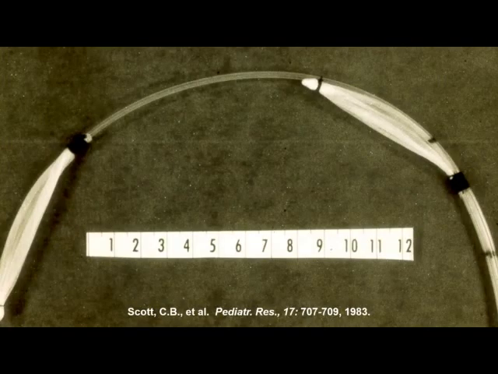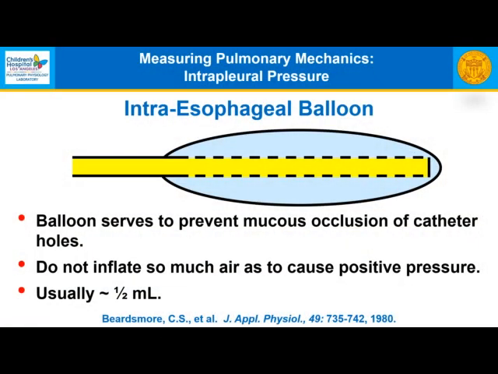This is an example of some balloons. Historically, they were often homemade, and they're actually made with a condom here, so that's how thin this material is. But this, again, is connected to a catheter so that one can measure the pressure in here. In this case, we're using it to measure transdiaphragmatic pressure, but you can see we have two balloons in this case. The balloon primarily serves to prevent mucus occlusion in catheter holes.